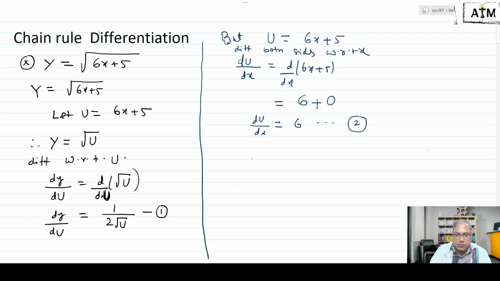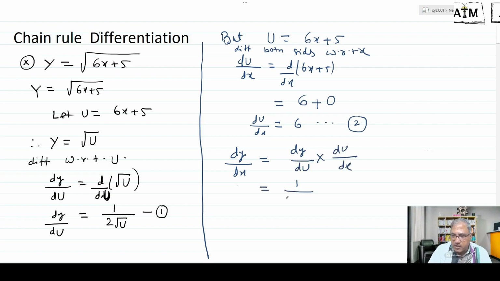Now I said that in chain rule, first you get dy by du, in the second step you get du by dx. Now you have to multiply both of them. So what is the chain rule formula? dy by dx equals dy by du into du by dx. You multiply both the results. What is result number 1? 1 upon 2 root u. And what is the second result? 6. So that is 6 upon 2 root u.